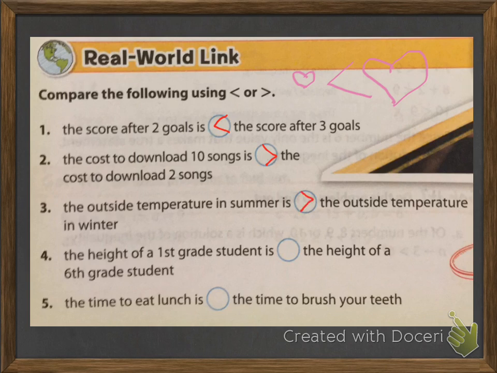The temperature outside in the summer is greater than the temperature outside in the winter. Now, I know here in Florida that could actually be debatable because ours is probably about the same. But for the purposes of this activity, you understood what it meant. The height of a 1st grade student is less than the height of a 6th grade student. So you want to put the less than symbol. And it said the time to eat lunch is greater than the time to brush your teeth. So hopefully you went ahead and completed those. You also want to make sure you have the example with the hearts written there too.